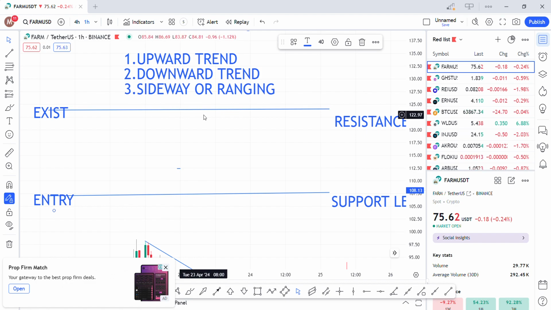Now we want to take the uptrend, the first one. So how does an uptrend occur? When we take our trend line, a buyer opens from the support level and closes at the resistance. Understand that.